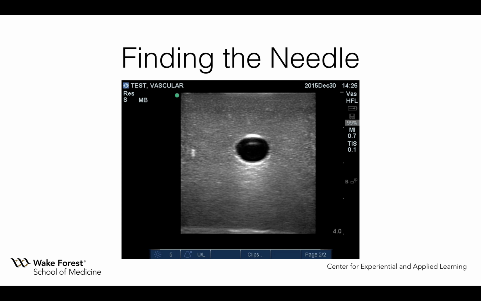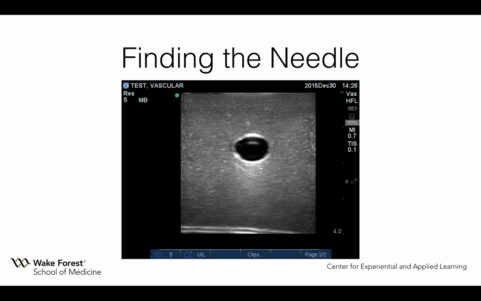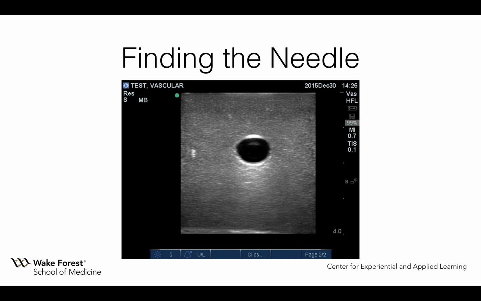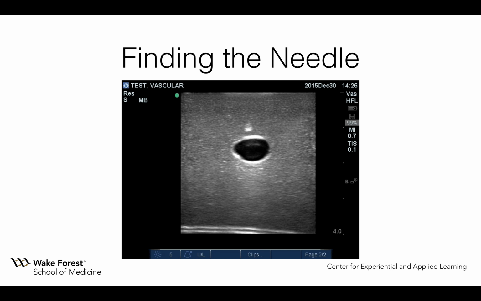It's also helpful sometimes to move a little bit more slowly. So in this case, the needle is advancing and the operator is bringing the ultrasound probe back towards the needle tip to help find it before they continue on into the tissue. So you can see the needle tip appearing there as a little white dot above the blood vessel.